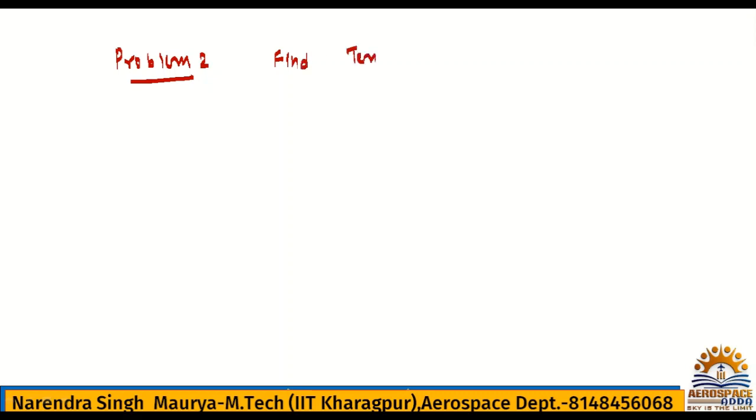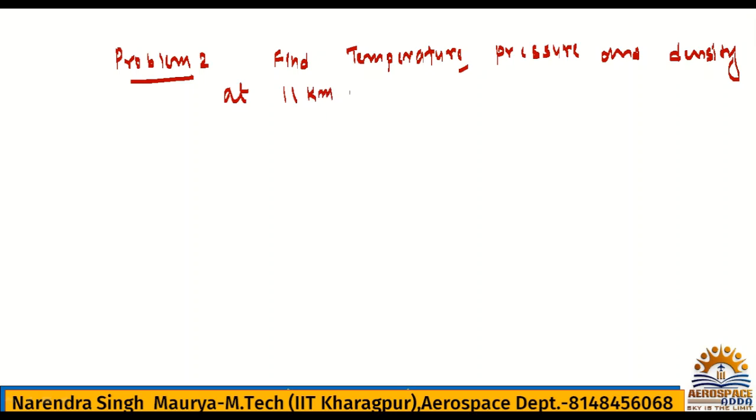Find the temperature, pressure, and density at 11 kilometer altitude from sea level. All right.